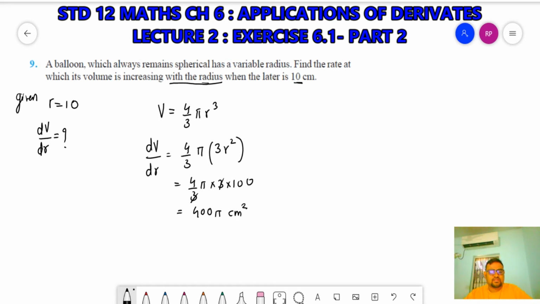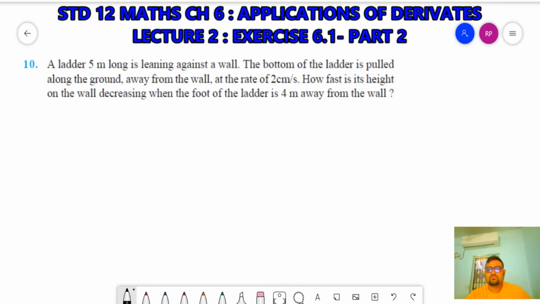Now let's move to the next, that is question number 10. A ladder 5 meters long is leaning against a wall. I will take this as a ladder. The length of the ladder L is given as 5.